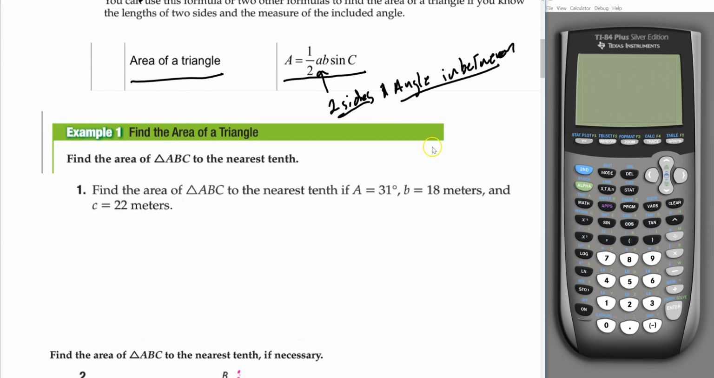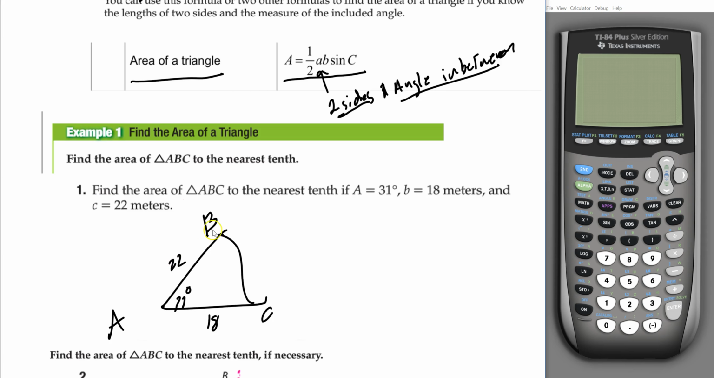So let's do an example. Find the area of triangle ABC. Draw it real quick. ABC. That's a B, not a 3. That's a triangle, not a curvy thing. To the nearest tenth, if angle A, so notice again, capital letter, angle, is 31 degrees. You can also tell by the degree sign. b is 18, so again, across from B, and c is 22, across from C.